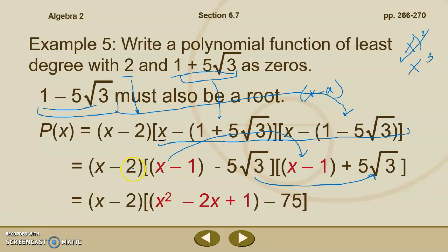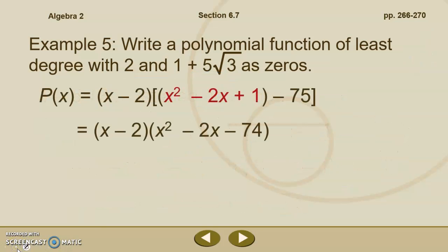This has just been regrouped here and then multiplied out accordingly. So we rewrote the factors containing radicals, and we applied the difference of squares pattern. So a minus b times a plus b equals a squared minus b squared, and we've applied that pattern there. Okay, we're then going to combine this positive 1 and negative 75. So we get x minus 2 times x squared minus 2x minus 74, sorry.